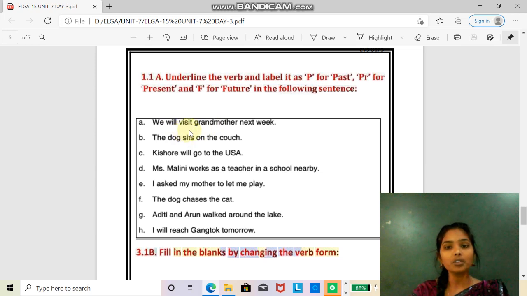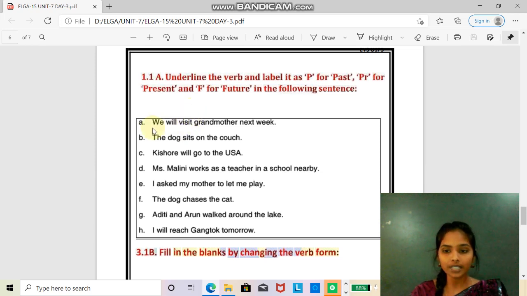Then think whether it is in V1 form, V2 form or V3 form. If you do not understand V1, V2, V3, then go with whether the verb is in present form, past form or future form. If it is a present form, then write it as PR. If it is a past form, write it as P. If it is a future form, then write it as F.